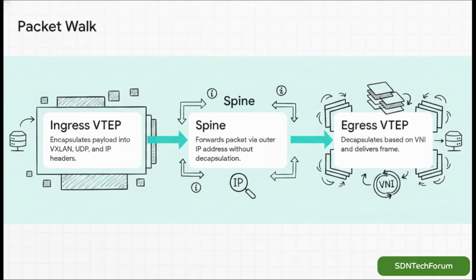When a server sends a frame, the ingress leaf switch, the VTEP, looks up the destination in its EVPN-built database. It encapsulates that payload into a VXLAN, UDP, and IP header. Then it shoots it over to the spine switch.